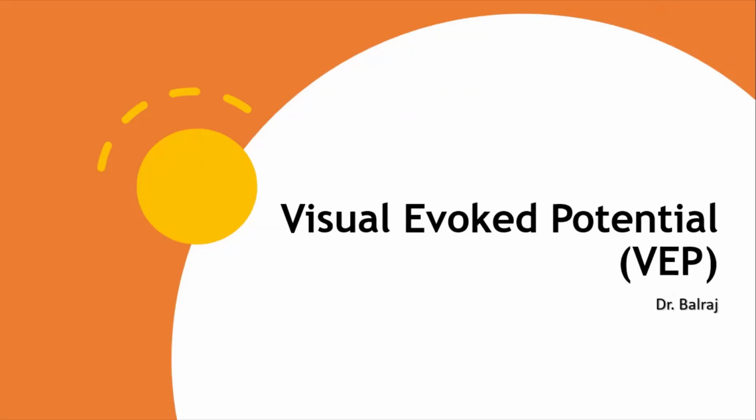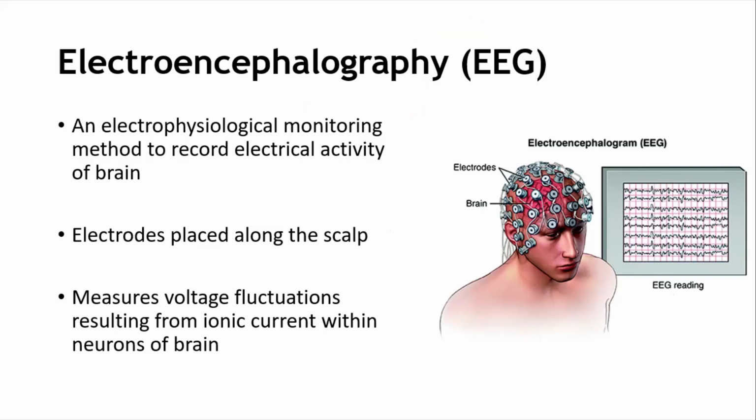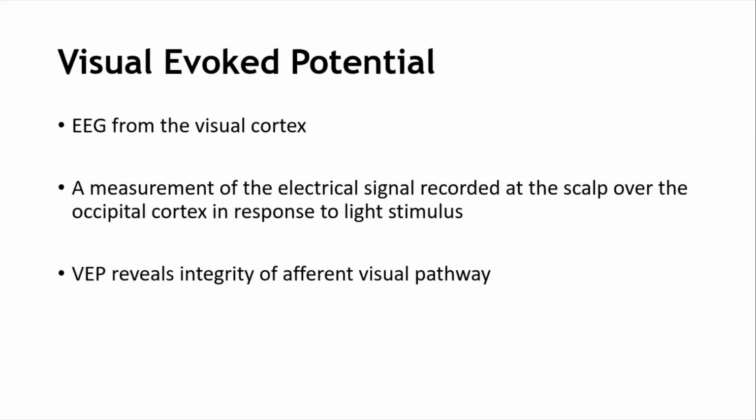So I'll be covering a visual evoked potential. It's a miniature of the electroencephalography, where multiple electrodes are placed along the scalp to detect seizures. Similarly, here we isolate the area of interest, which is the occipital cortex.